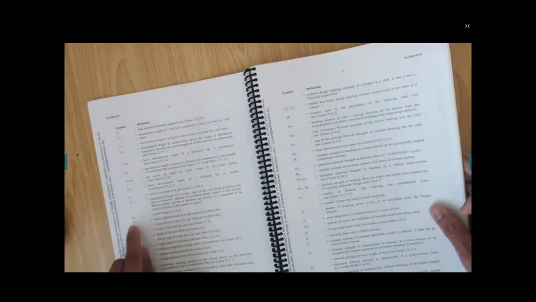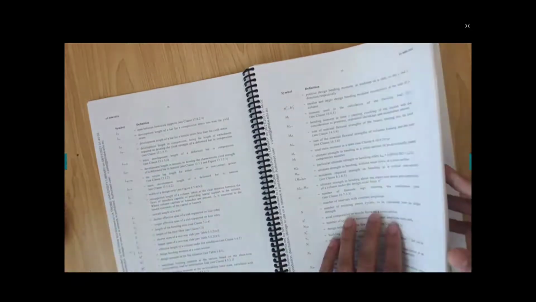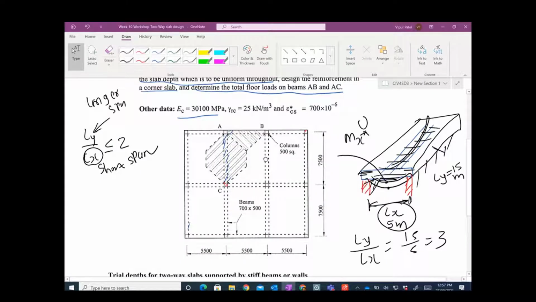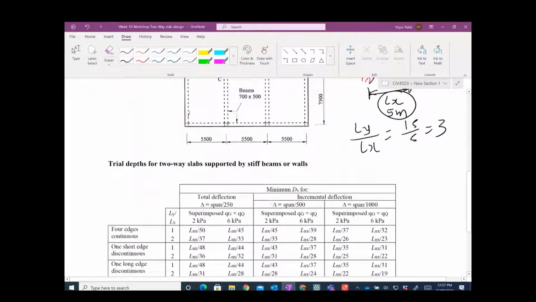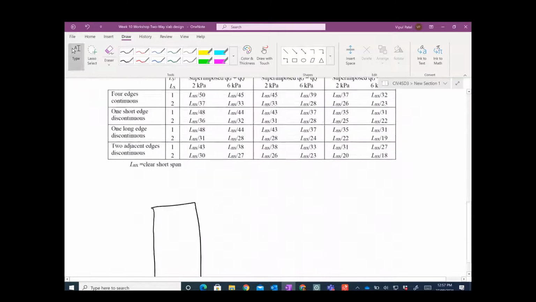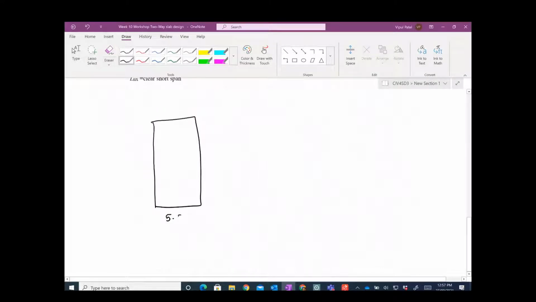So you don't need to remember that. It is clearly mentioned here for a two-way slab. If someone puts a slab in front of you and says it's supported by four edges, and let's say we have 5.5 by 7.5, so you have 5.5 meters by 7.5 meters here. So someone says, can you please tell me what is your Lx and what is your Ly? How do you note that one?